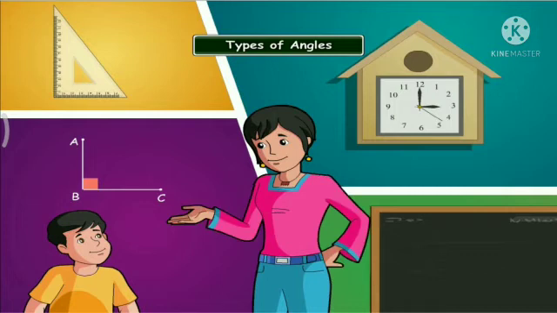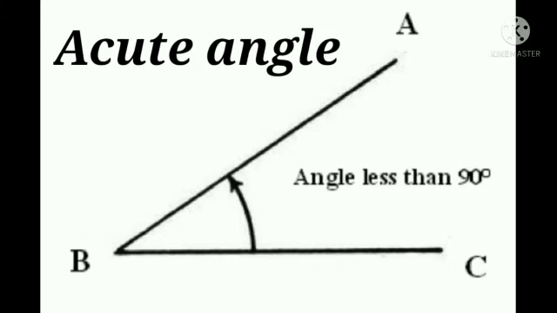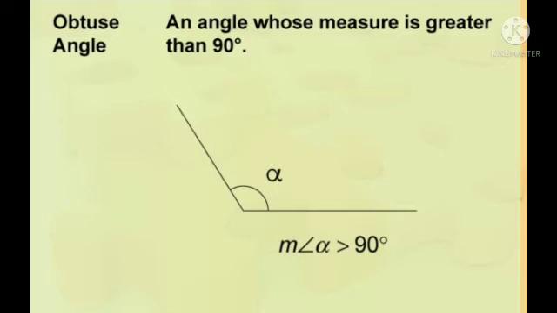Clear, students? Now the next type of angle we will see is the acute angle. If the measure of an angle is less than 90 degrees, that angle is known as an acute angle. Clear? Then we will see the third type of angle, the obtuse angle. If the measure of an angle is more than 90 degrees, it is known as an obtuse angle.